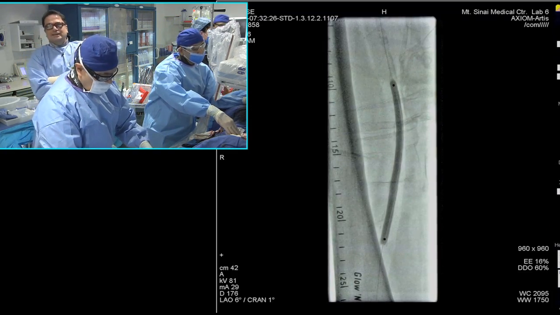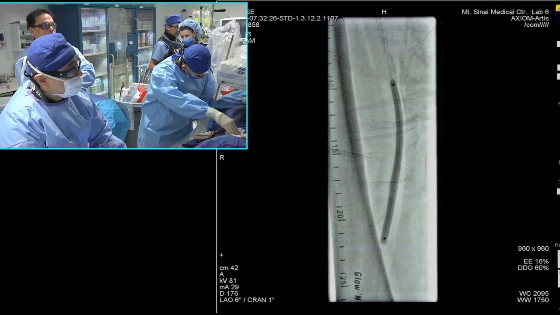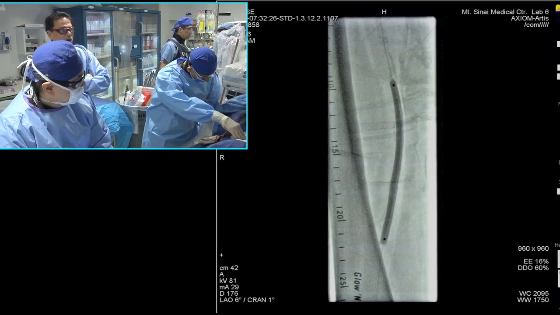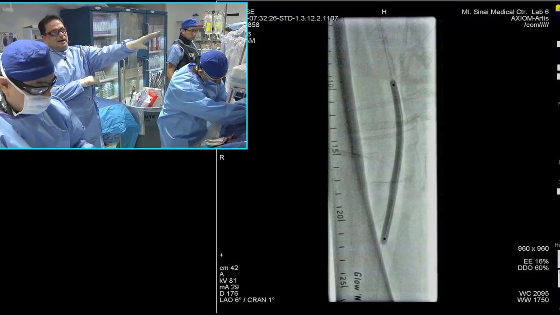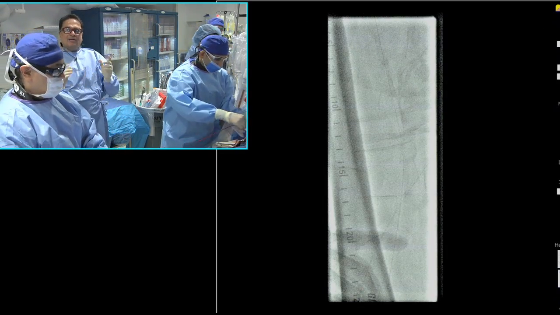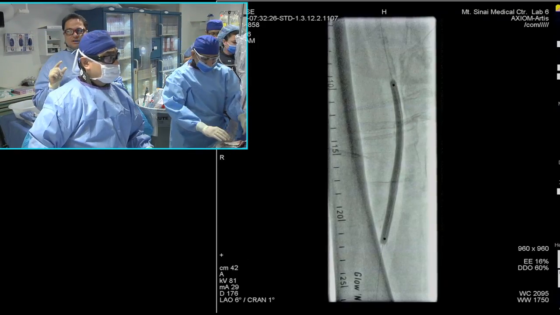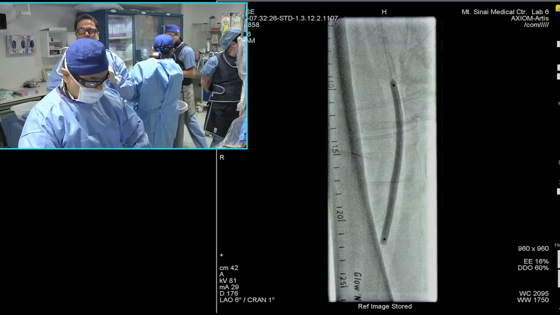Every time you balloon a DCB, it's important to take a picture, and you need to have the glow tape. Our world-class tech, Ricardo, always puts a glow tape on for us to be able to see exactly where that particular balloon ends. So you don't want to have a gap between the two balloons. Matter of fact, the trial has clearly said that you want to have that 1 millimeter overlap.